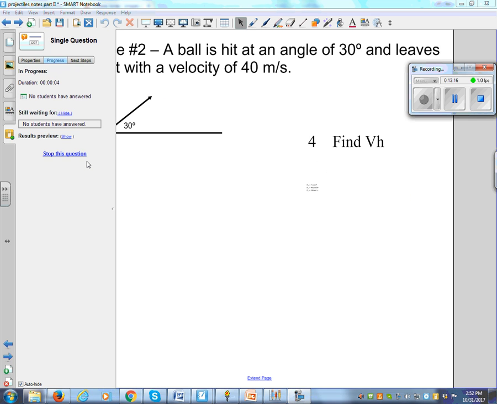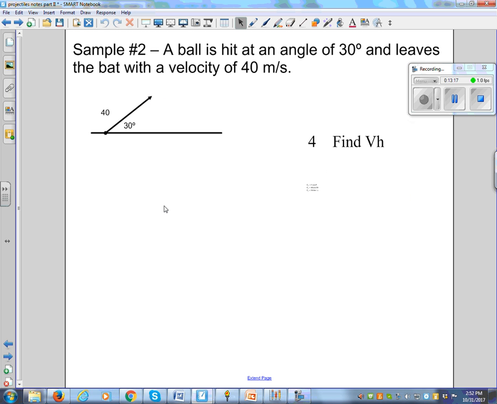You're finding VH now. Which decimal point? Ooh, good question. I want to keep one decimal point.